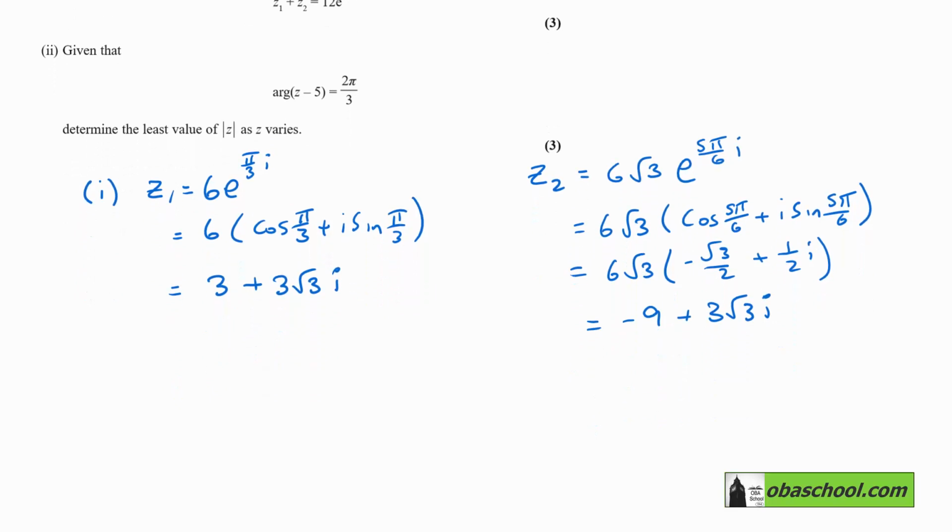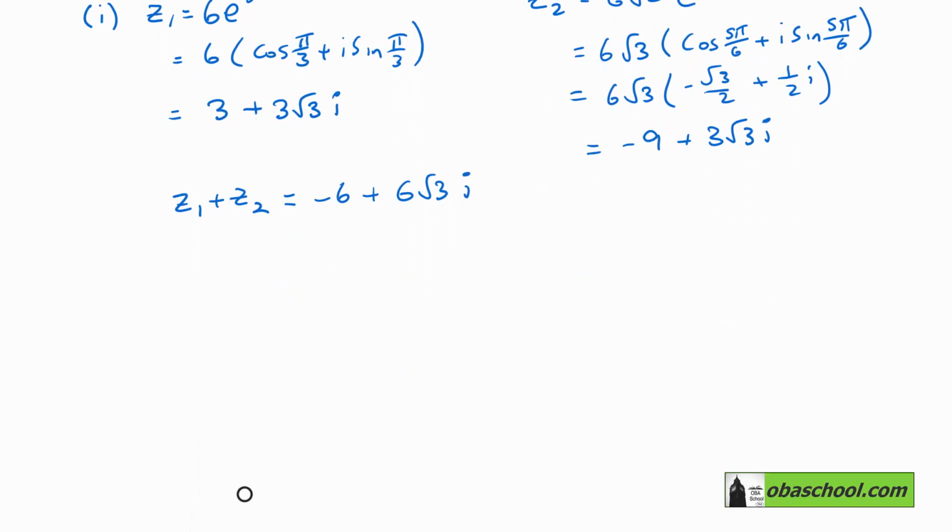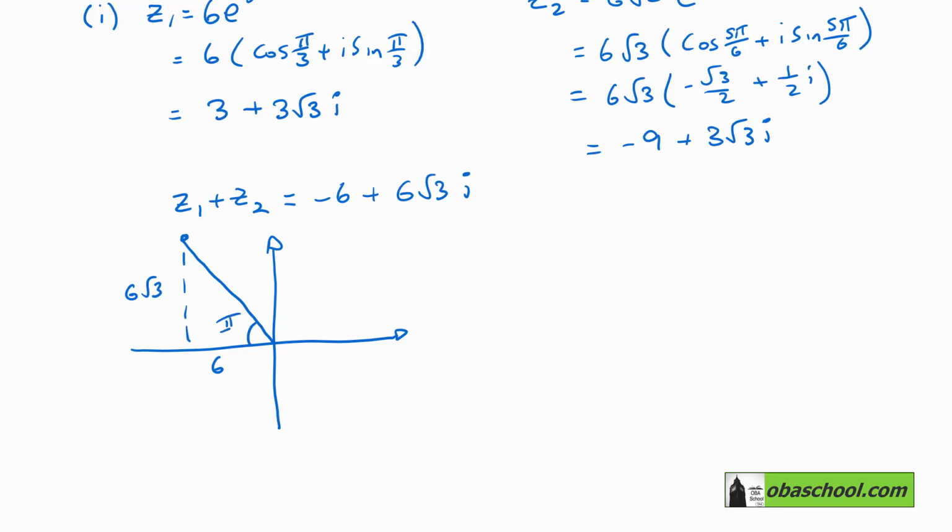So if we add them, z1 plus z2, that is going to be negative 6 plus 6 root 3 i. So let's have a look at where that is. If we just have a quick sketch, negative 6 plus 6 root 3 i is going to be up here. This will be 6. This will be 6 root 3. The angle here would be pi by 3, meaning that this angle here is 2 pi by 3.